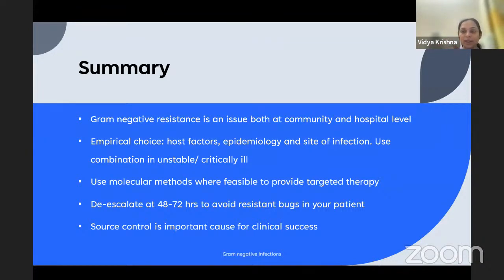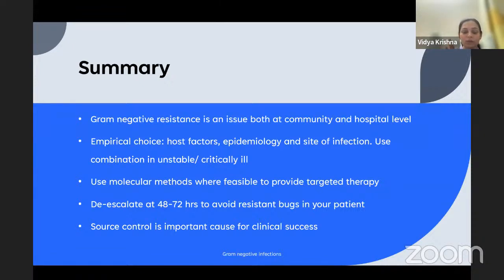So it's important that you be guided by the clinical syndrome and use combination in unstable, critically ill and immunocompromised patients. Okay. And use molecular methods whenever you can, so that you can give early targeted therapy. That improves patient outcomes, reduces your chance of resistance development, and de-escalate always at 48 to 72 hours. So if you have not grown a resistant bug, and the patient is stable, just de-escalate.